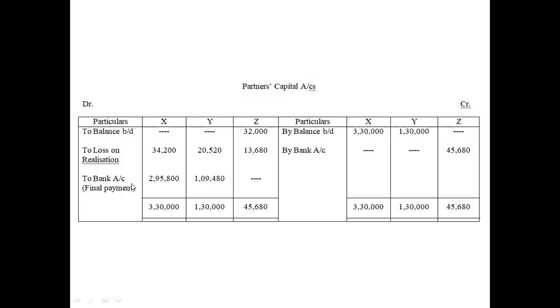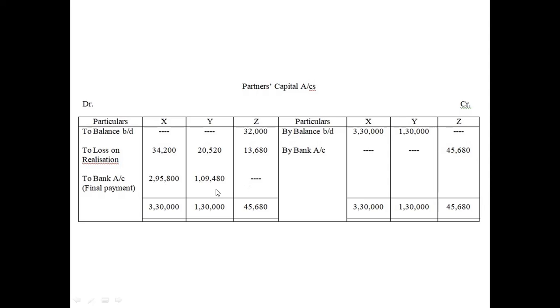Why? Because this is the case of dissolution of a partnership firm, which means the partnership firm has come to an end and it will no longer exist. So this is the end, and we make the final payment to partners. Sometimes what happens is that at the time of dissolution, partners may have to bring in cash, and they may get cash from the partnership firm. So sometimes they have to bring in, and sometimes they have to be paid back.